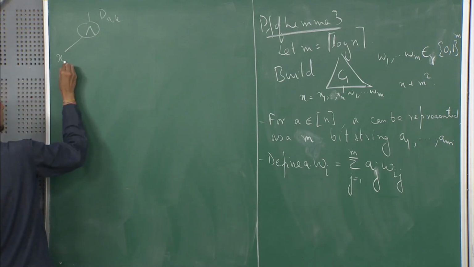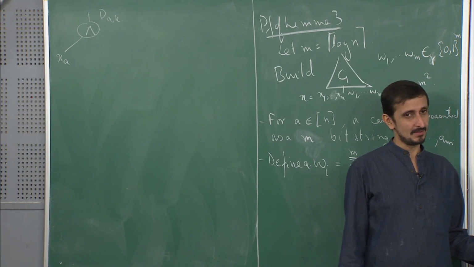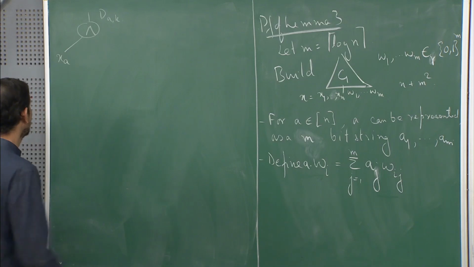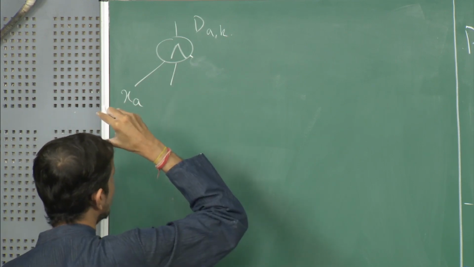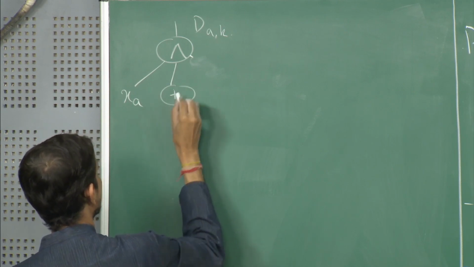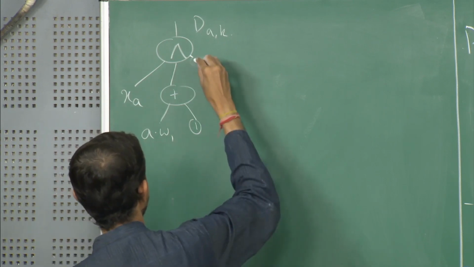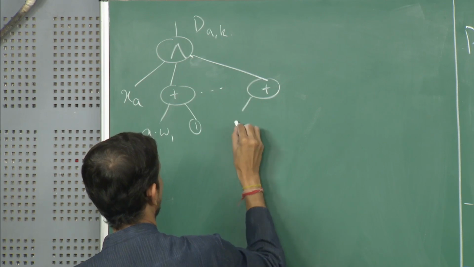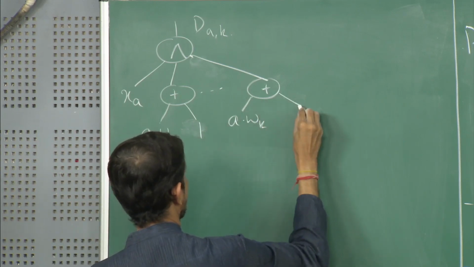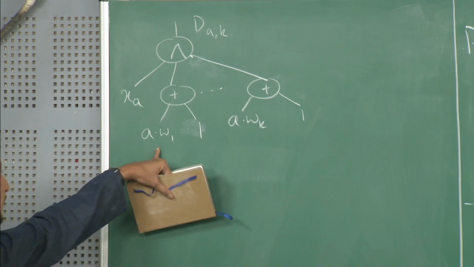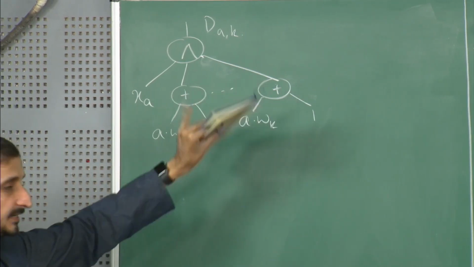It will take X_A and, but how do I do negation? Exactly. So what I will do is just insert a 1. So A dot W_1, up to A dot W_K, and just 1. Anyway, A dot W_i has a parity gate at the top. So to that parity gate, I'll just add an extra 1. That's all. Actually, I don't need to add this layer over here. It is still just a sigma pi.